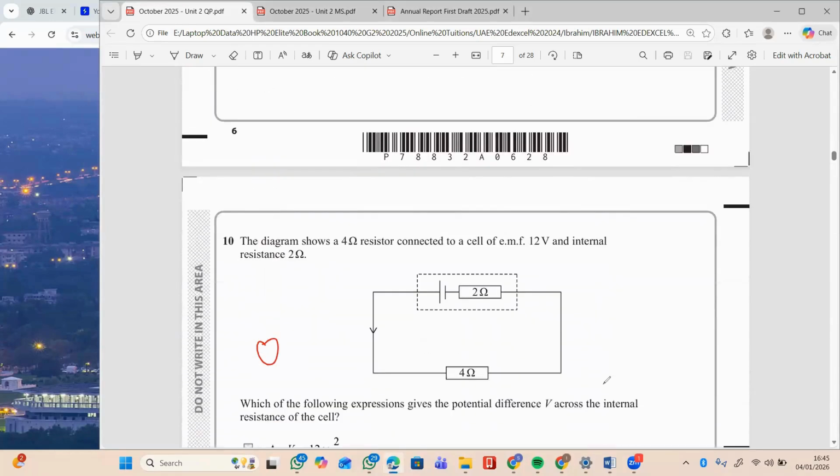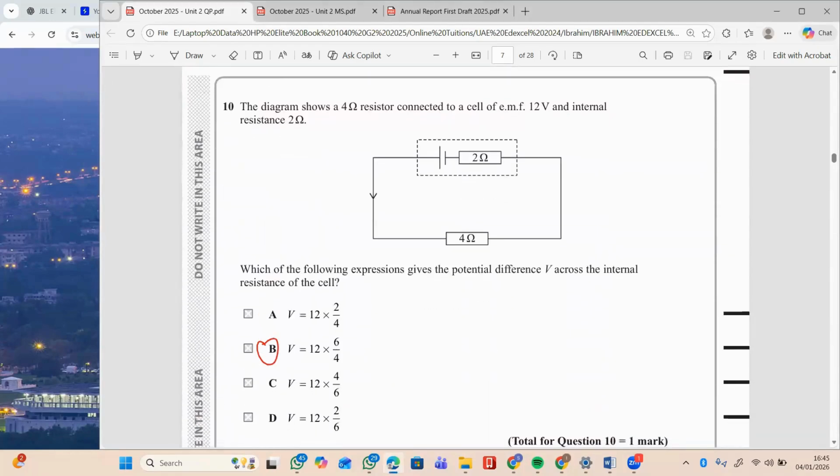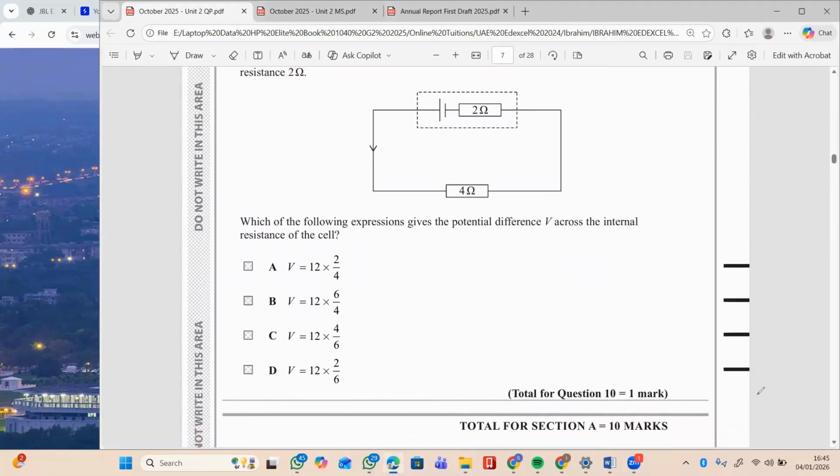Okay. Question number 10. The diagram shows a 4 ohm resistor connected to a cell of EMF 12 volts and internal resistance 2 ohms. Which of the following expressions gives the potential difference V across the internal resistance of the cell? V equals 12 times. Okay.